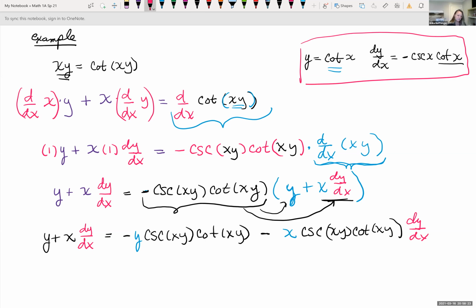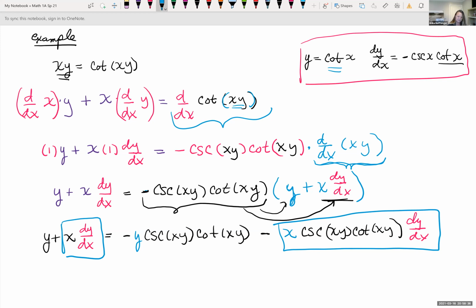So we want any term that has a dy dx on one side of the equation. Any term that does not have dy dx, we want on the other side of the equation. So it really doesn't matter. Maybe let's keep it on the left-hand side. So that would mean that I'd have to move over this y. So I'd subtract y on both sides. And I'd have to move this over. So I would be adding that to both sides.